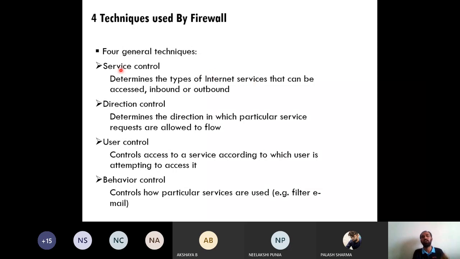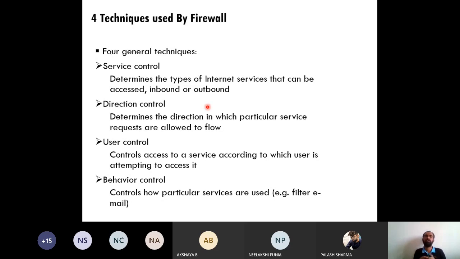Which network security or which internet service the traffic is coming from. So that is what service control. Next is direction control. It is about whether the traffic is moving from outside to the inside or from inside to the outside.